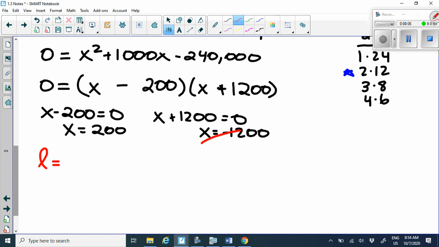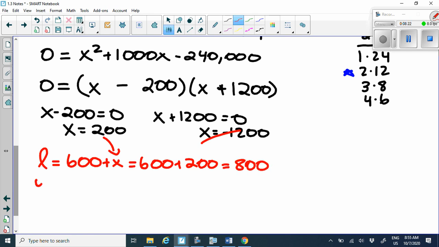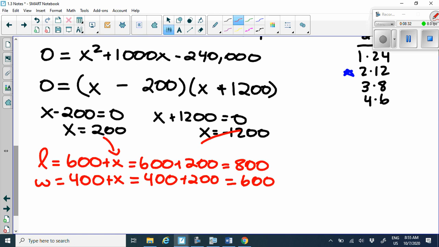So for our length, remember we did 600 plus x. And so we're going to plug our 200, which we got for x, into that. So we do 600 plus 200, and that's going to give us 800. And then for our width, we do the same thing. That was 400 plus x. So we have 400 plus 200, and that gives us 600. Now, don't forget your labeling. So what would be our labeling here? We would have 800 meters and 600 meters. So the new dimensions are going to be 800 and 600.